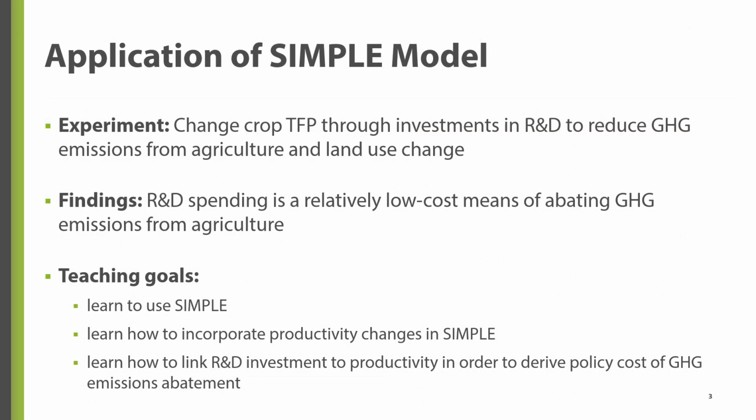This chapter uses the simple model to investigate how investment in research and development, or R&D, can accelerate productivity growth in agriculture, thereby helping to reduce greenhouse gas emissions, and therefore mitigate climate change.